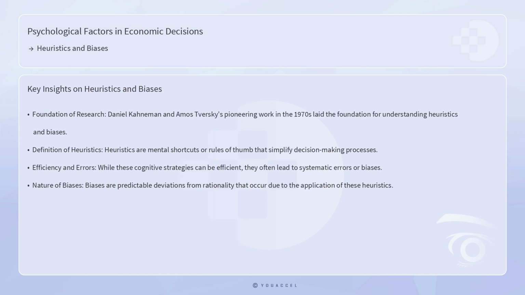Daniel Kahneman and Amos Tversky's pioneering work in the 1970s laid the foundation for understanding heuristics and biases. Heuristics are mental shortcuts or rules of thumb that simplify decision-making processes. While these cognitive strategies can be efficient, they often lead to systematic errors or biases. Biases are predictable deviations from rationality that occur due to the application of these heuristics.